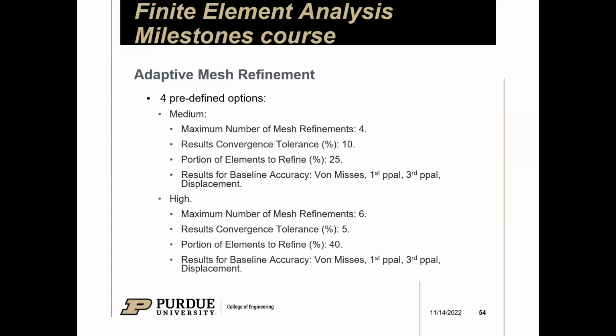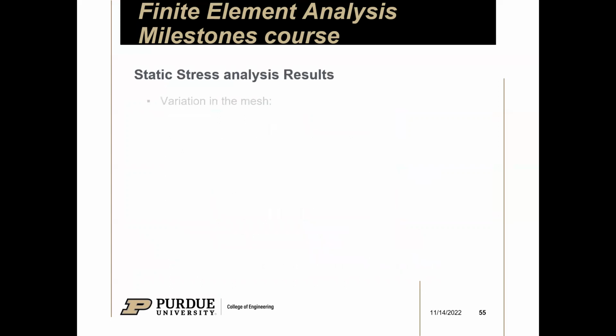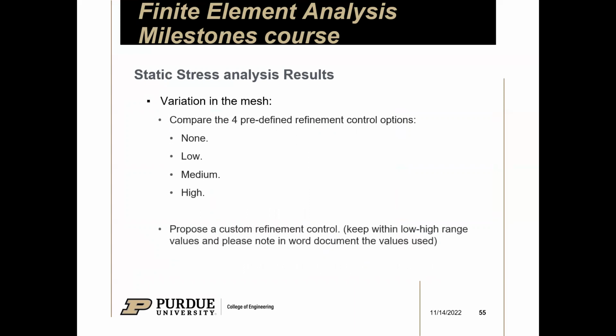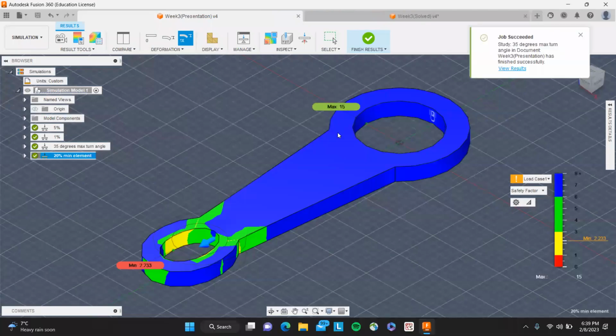What we would like you guys to do now is to test out each option. None, low, medium, high. So that's 4. But in addition to that, we would like you guys to propose a custom refinement control. What that means is you are now able to change your own maximum number of mesh refinements, results convergence tolerance, portion of elements to refine, as well as results for baseline accuracy. I'm going to demonstrate how you can switch between the 4 as well as create your own custom refinement.